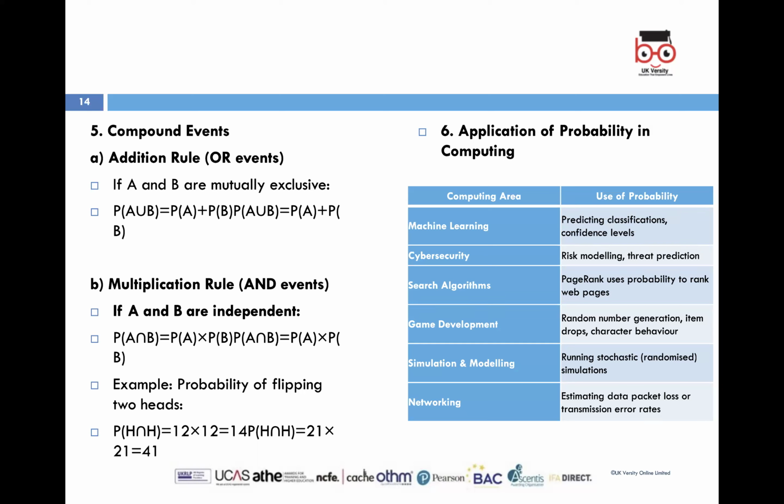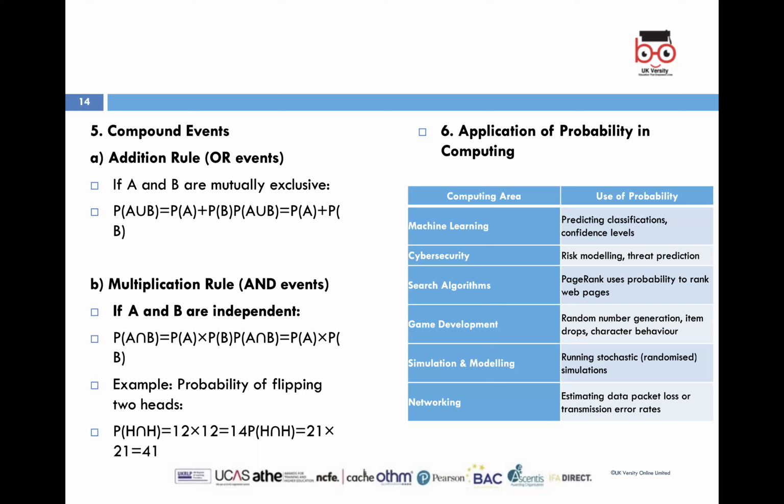Compound events. Addition rule for all events: if A and B are mutually exclusive, P(A or B), the union of A and B, equals P(A) plus P(B). Multiplication rule: if A and B are independent, P(A and B) equals P(A) times P(B). For example, the probability of flipping two heads, H and H, equals 1/2 times 1/2, which equals 1/4. So that is the answer.